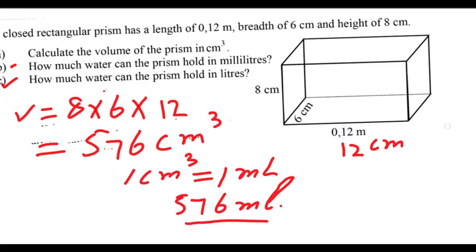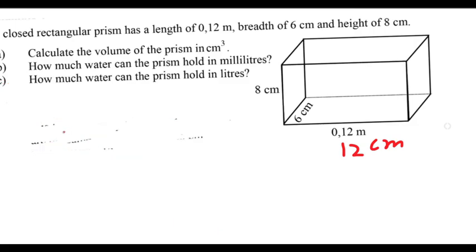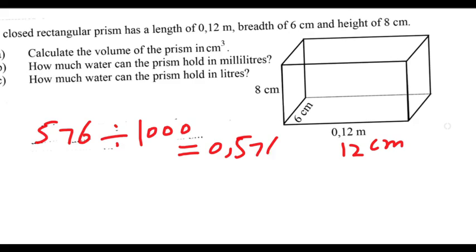C part. How much water can the prism hold in liters? So now we need to convert into the liters. So we have 576 milliliter now. So the 576 milliliter divided by 1000, because milliliter to liter I must divide. So the answer will be 0,576 liter. That will be my answer.